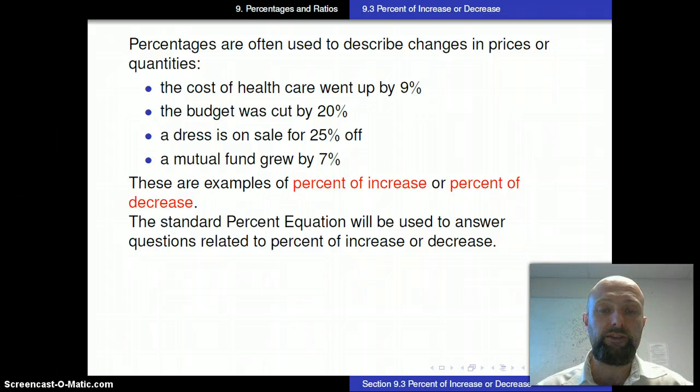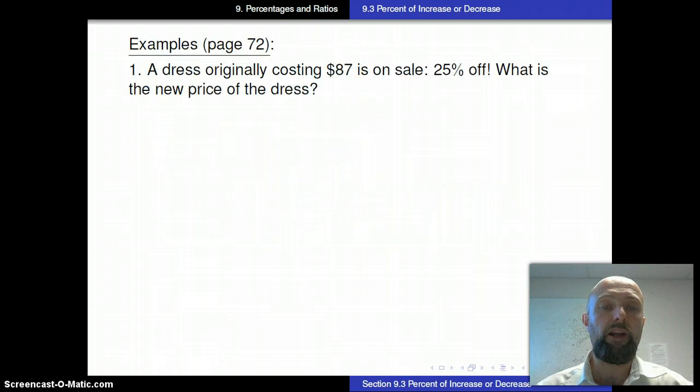The standard percent equation, amount is percent times base, will be used to answer questions related to the percent of increase or decrease. Let's look at the examples on page 72.